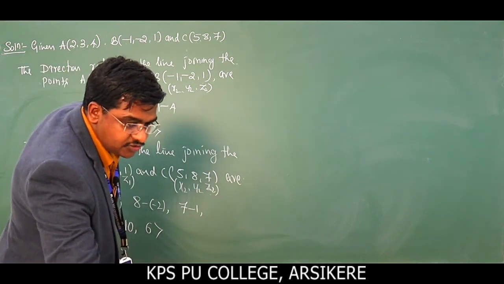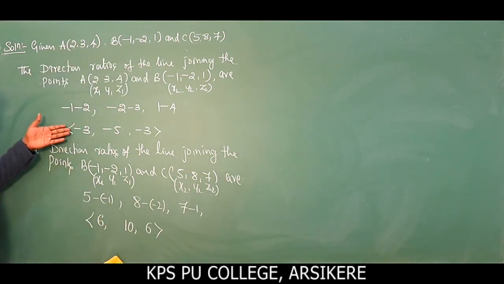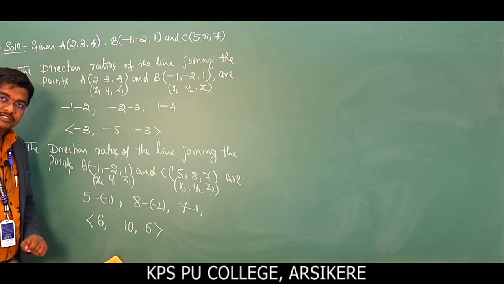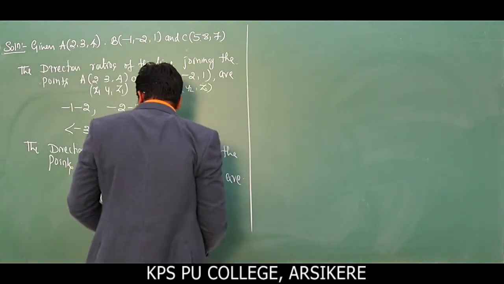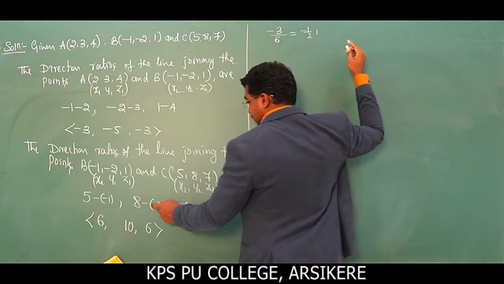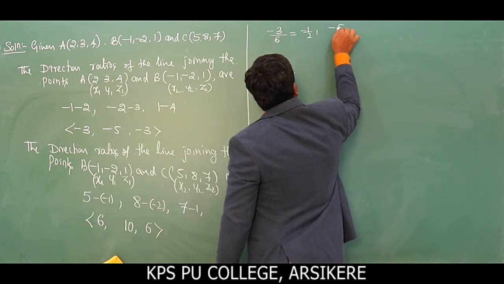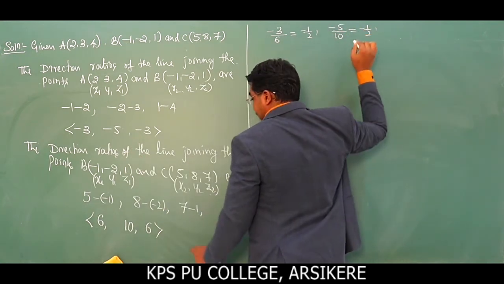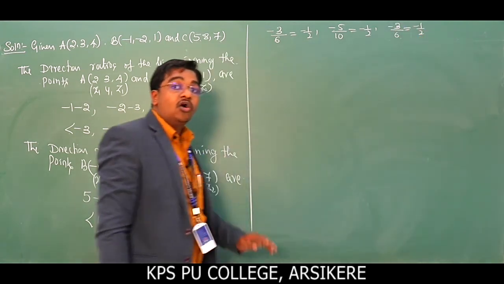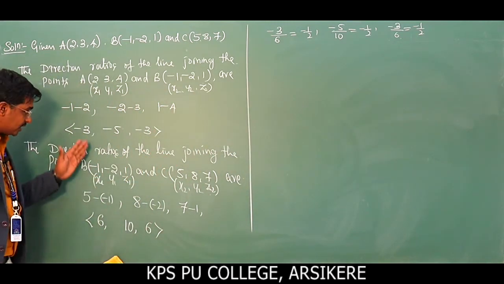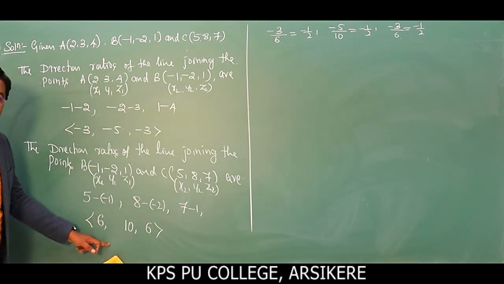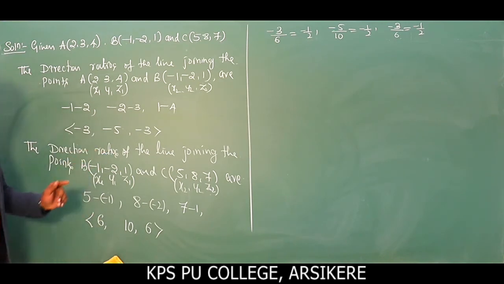Now observe the corresponding direction ratios: -3, -5, -3 and 6, 10, 6. Just observe: -3 divided by 6 gives -1 by 2, second one -5 divided by 10 also gives -1 by 2, and the third one -3 divided by 6 also gives -1 by 2. Taking these as a1, b1, c1 and a2, b2, c2, they are proportional. So the direction ratios of AB and BC are proportional.